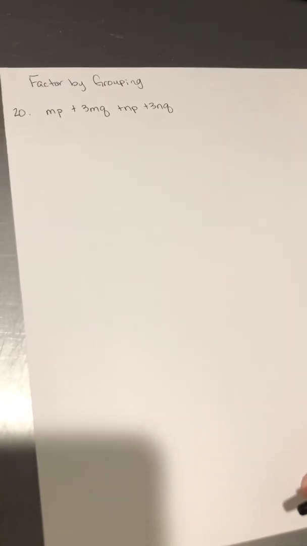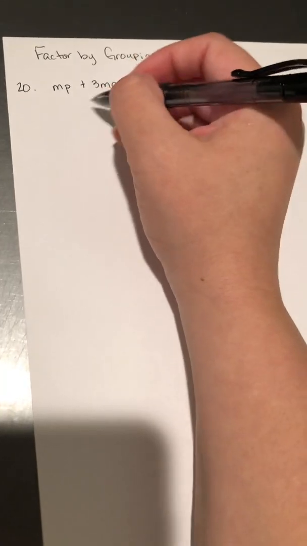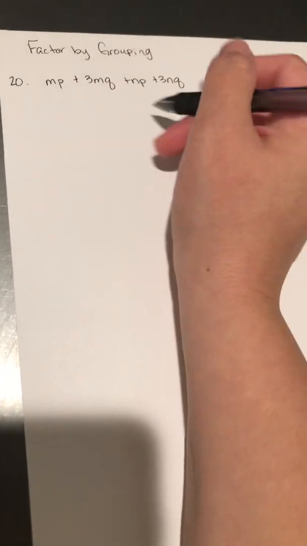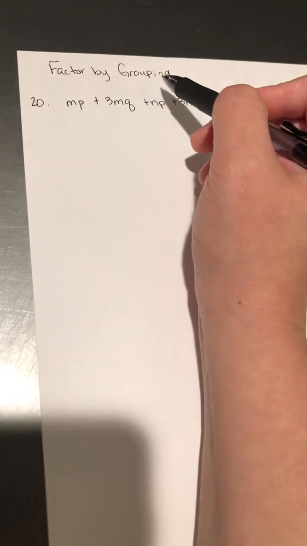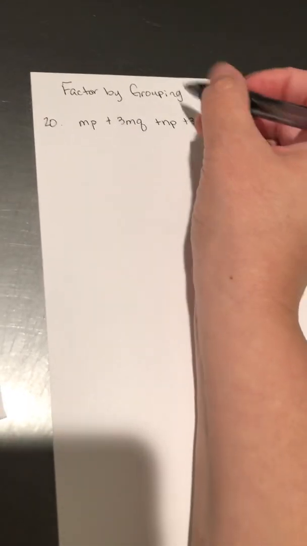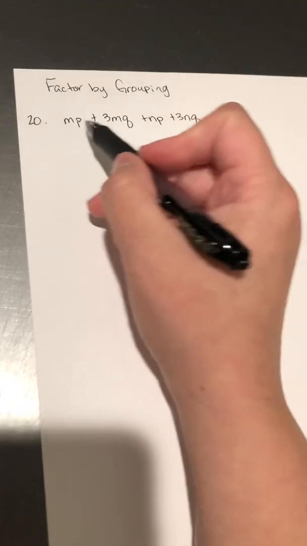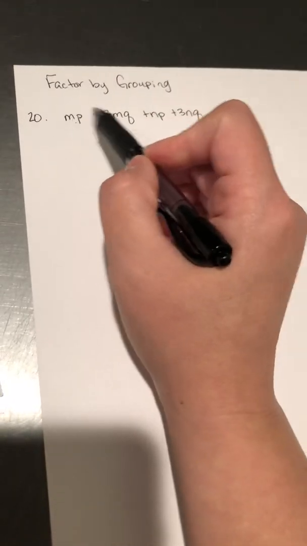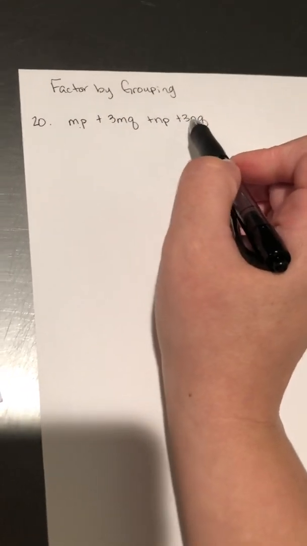Okay, for the next factoring, we're going to factor by grouping. In the last video I mentioned this, where we had 2x plus 7 in parentheses, so it'll look similar to that. Factoring by grouping means, basically, I have 4 terms here: MP plus 3MQ plus NP plus 3NQ.